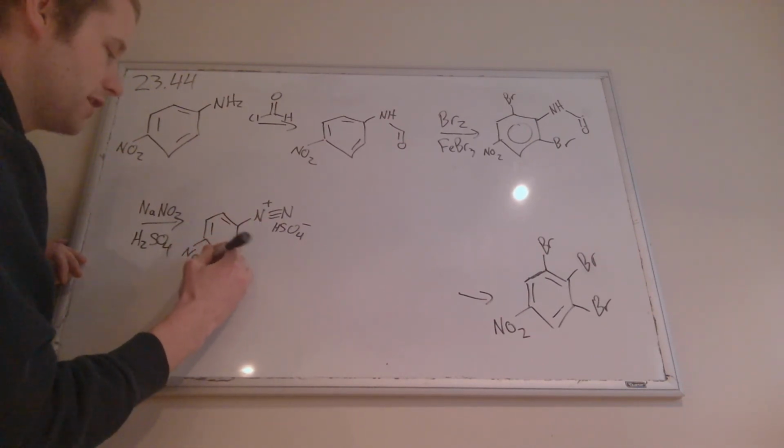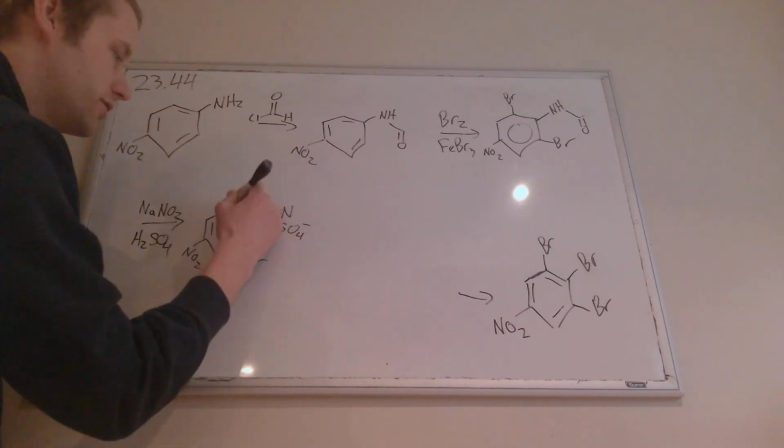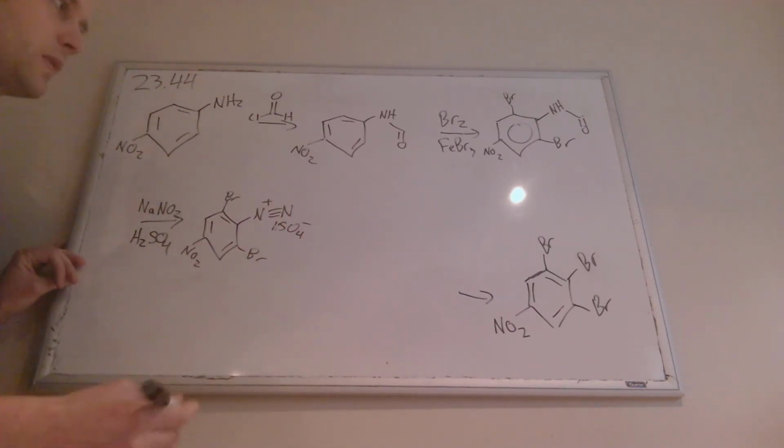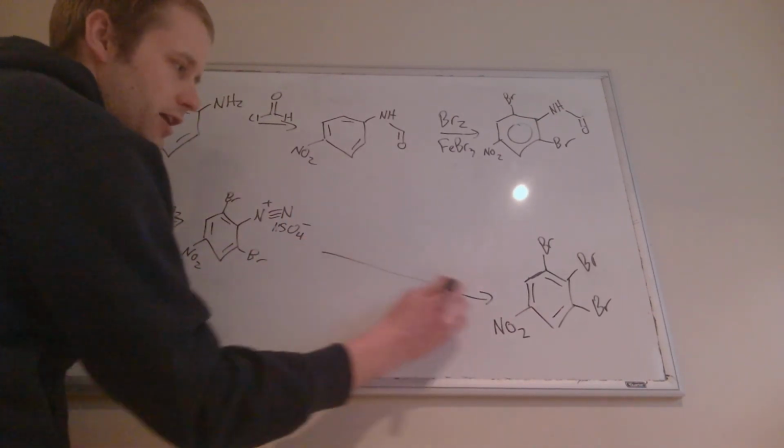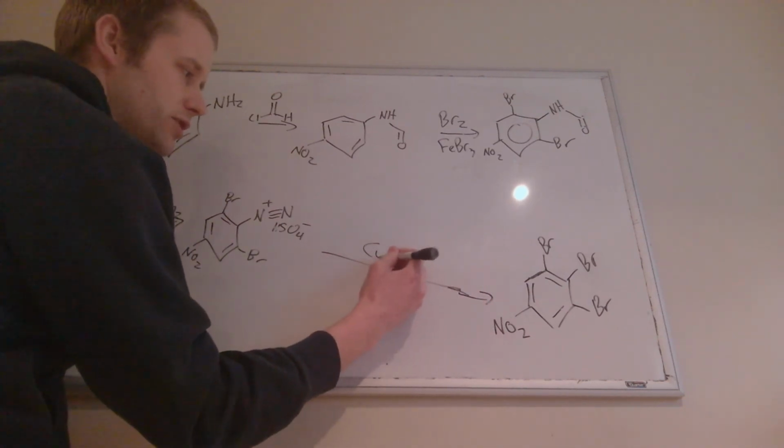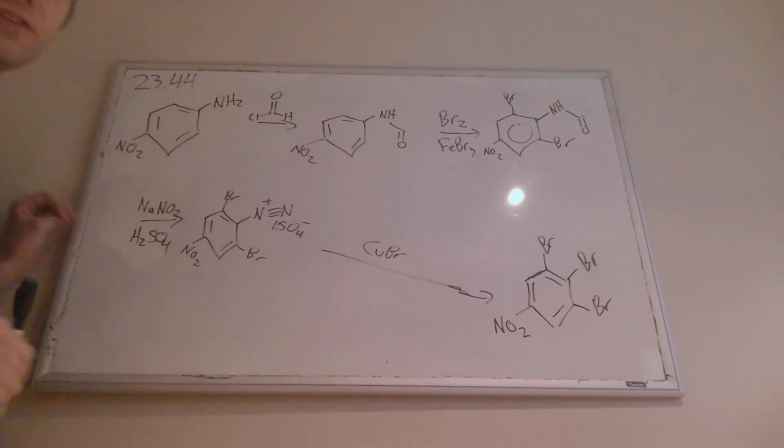This nitro across stays there, the bromines will also stay there. From here, we can react all the way to this product by using just a copper bromide salt. That's the Sandmeyer reaction. So that's the steps that we need to go through.